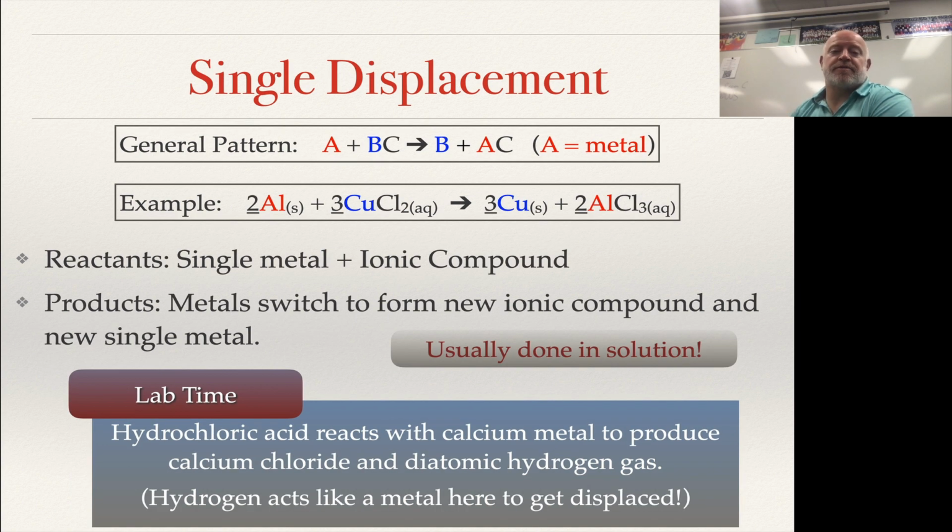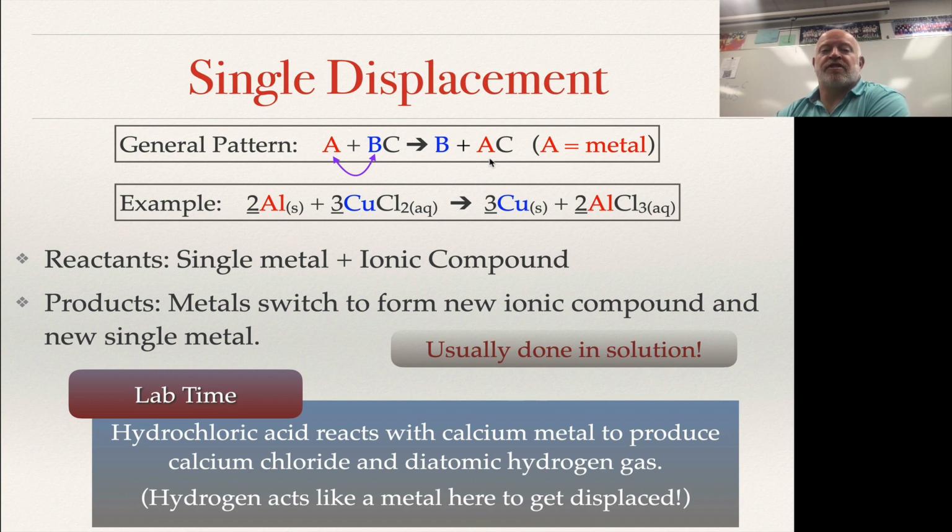Now, the next reaction type is called single displacement. Single displacement reactions are a little bit more complex because now we're going to start trading partners, okay? So in a single displacement, we're going to have element A and a compound we'll call BC. And A and B are going to switch places with each other, okay? And A will be a metal and B will also be a metal in this scenario. So A and B are going to switch places with each other. So B will end up being alone and then A will end up being the compound, okay?